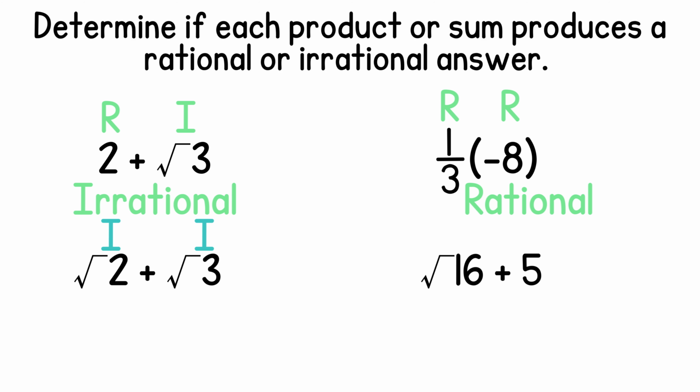3 is also not a perfect square, so it's irrational as well. So if we add two irrational numbers, then our solution is irrational. Now let's look at our last one.